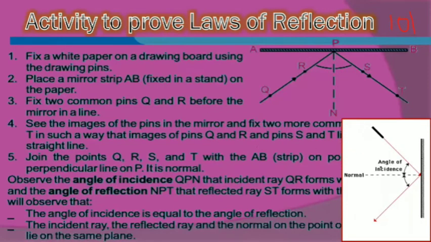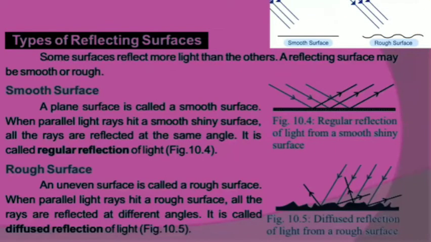Okay, here we can see that the angle of incidence is equal to the angle of reflection with the normal. Now we'll see two types of reflecting surfaces, smooth and rough. A plane surface is called a smooth surface. When parallel light rays strike it, they reflect at the same angle. That is called regular reflection, like we see in the mirror, our image or reflection.